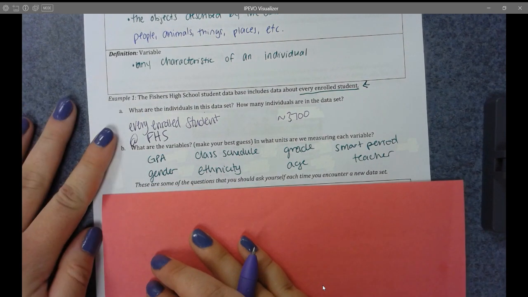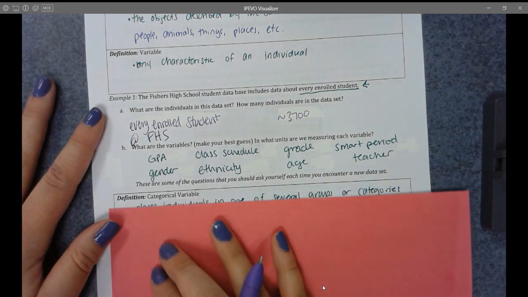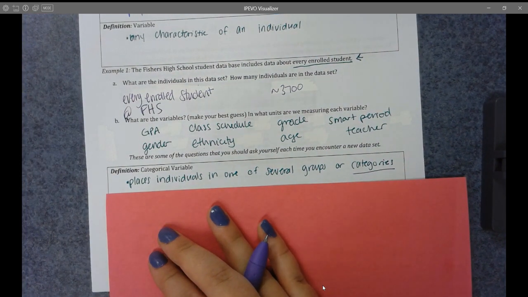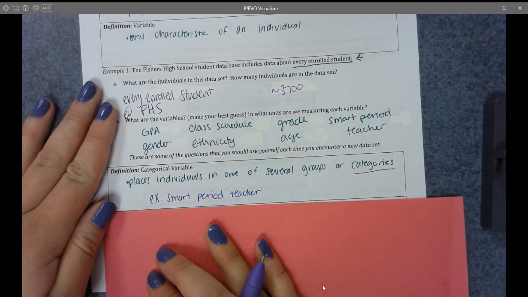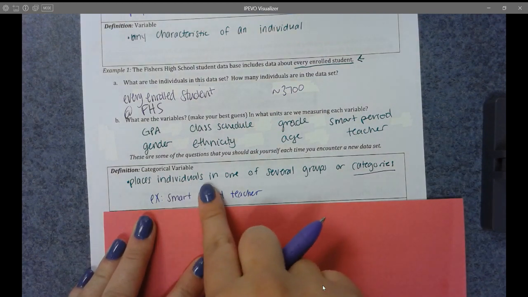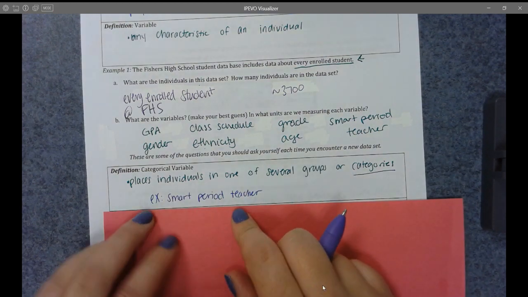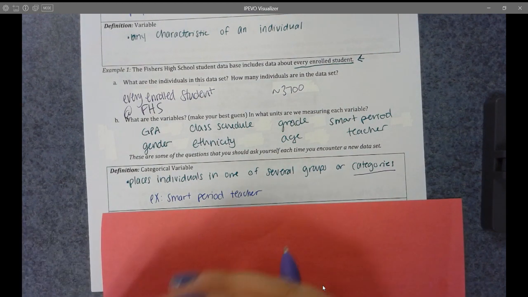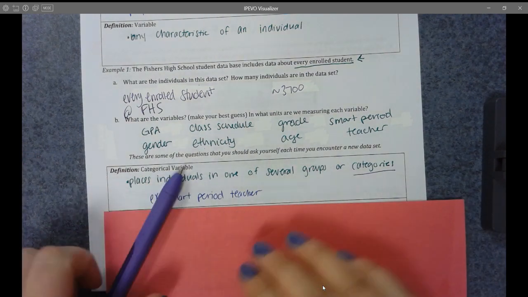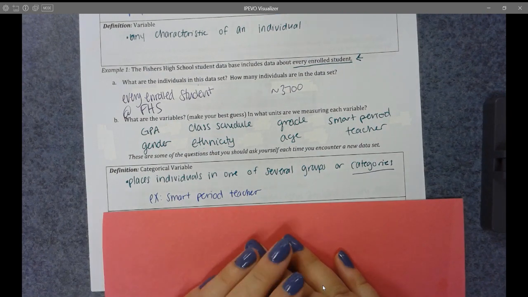Okay, let's talk about different types of variables. The first one is a categorical variable. A categorical variable places the individuals into one of several groups or categories. For example, the smart period teacher, we had that one above. That places all these individuals into different categories. All of my students in my smart period would be in that category because they have me as a smart period teacher. And all the students in your smart period class are in the same category because you all have the same smart period teacher.